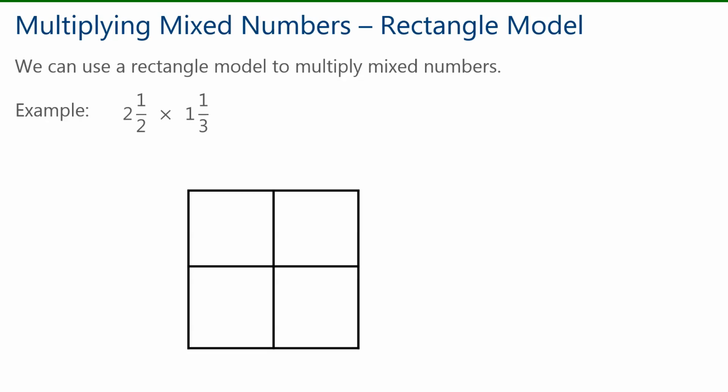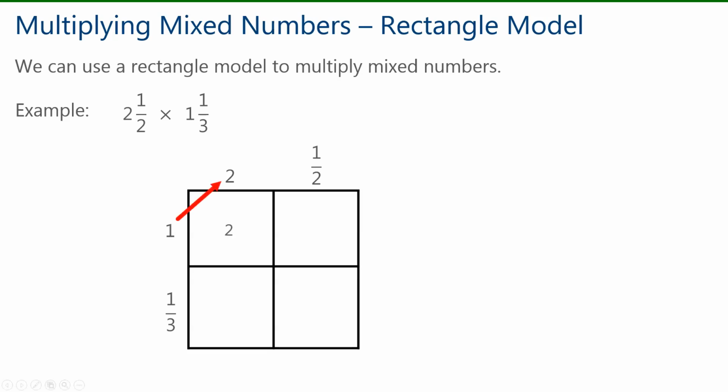For example, if I have 2 1/2 times 1 1/3, I can take each of those mixed numbers and place them on each side of the rectangle. So 2 1/2 will go on this side, and 1 1/3 can go on the other side, and it really doesn't matter which side of the rectangle you place each mixed number on. Then you multiply the numbers on the sides of each square.